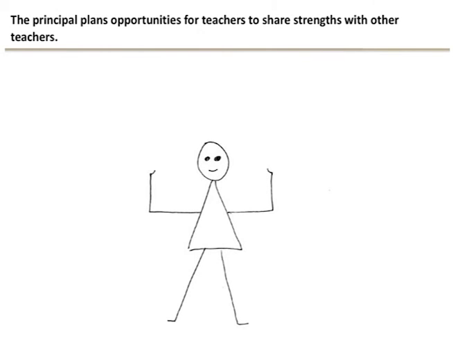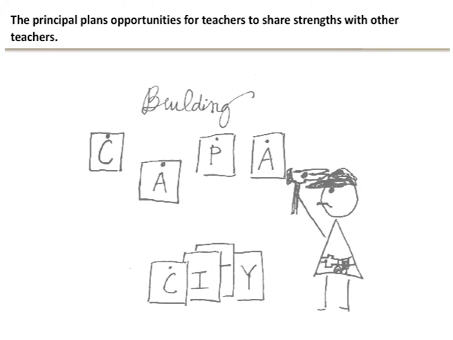Classroom observations don't just reveal areas for improvement, they also reveal areas of strength. This provides the principal and leadership team with great opportunities to provide job-embedded professional development for teachers delivered by their own colleagues. The principal plans opportunities for teachers to share their strengths with other teachers. Remember the capacity building function of the principal for Module 1? Providing opportunities for high-performing teachers to share and demonstrate their skill is another way that principals build leadership capacity.